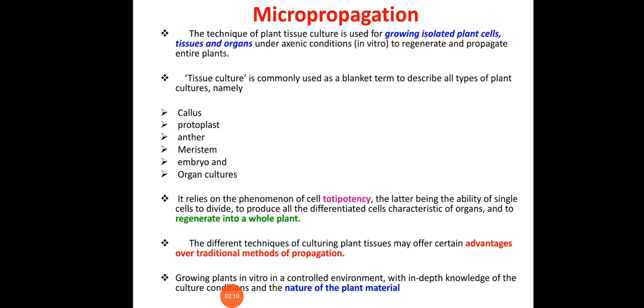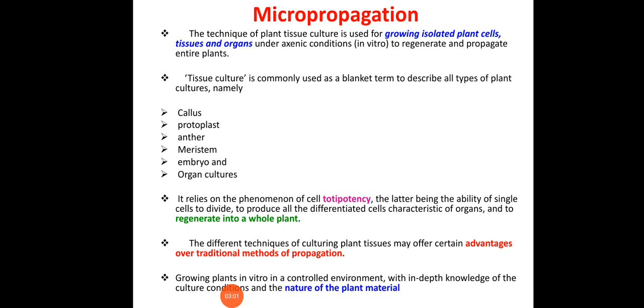It relies on the phenomenon of totipotency, the ability to produce any kind of cells, that is, the ability of a single cell to divide to produce all the differentiated cells characteristic of organs and to regenerate into a whole plant. An explant is a part of material obtained from the plant, either root, shoot, flower, anthers, or pollen grains. We can produce plants without seeds, forming a number of clones with all parameters like the mother plant.